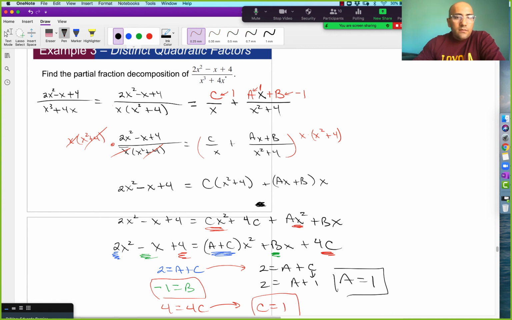So let's write the original thing. That means my conclusion is that the original fraction given, the original rational function, is equal to 1 over x plus (x minus 1) all over x squared plus 4.